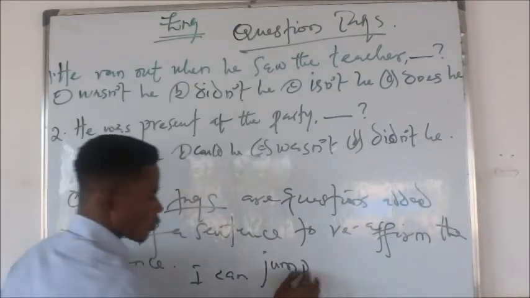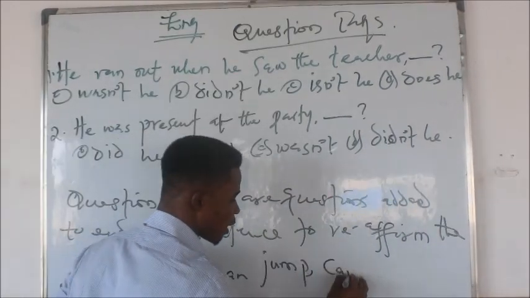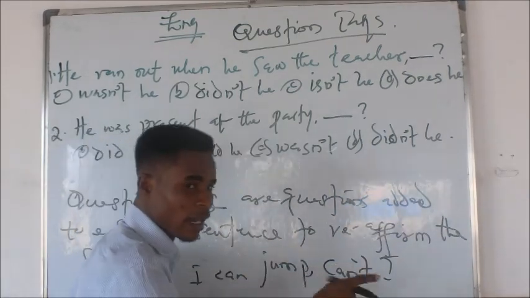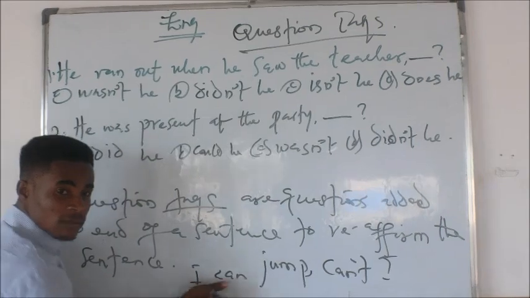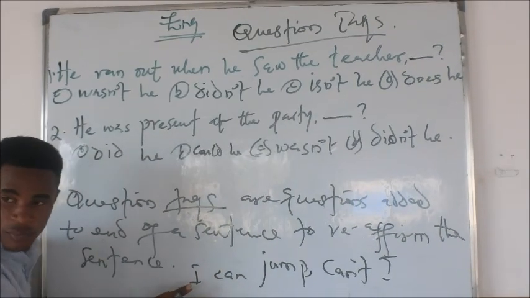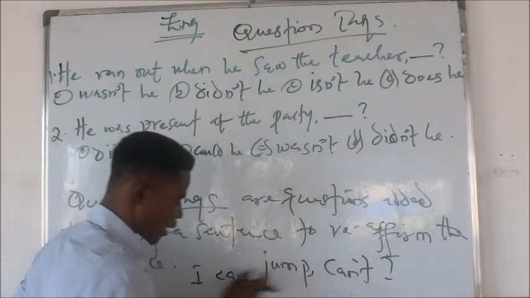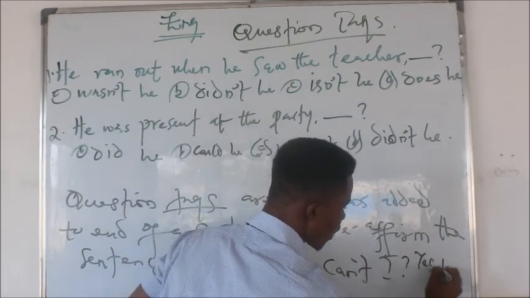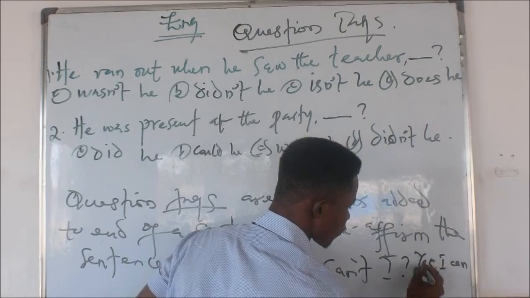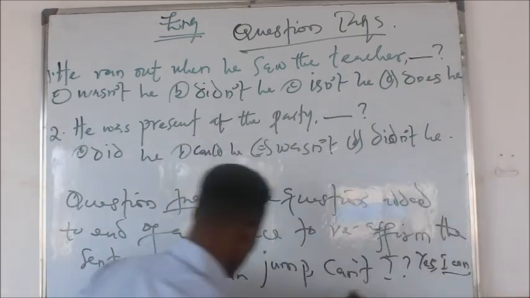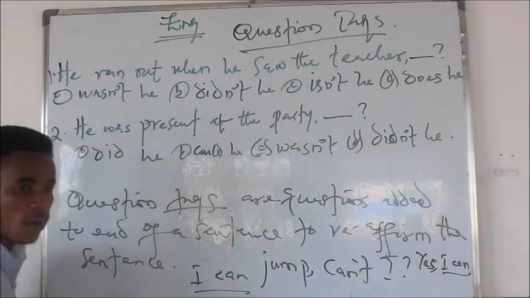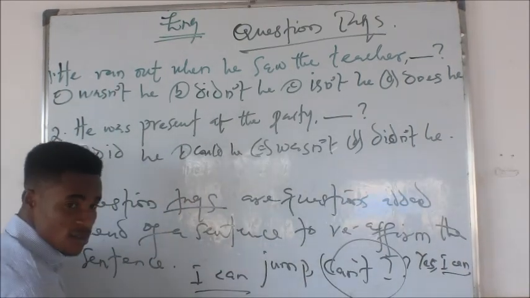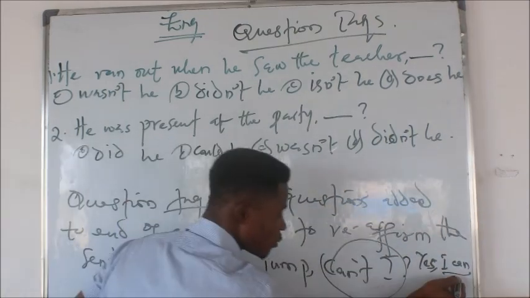Comma, we will now ask the question, can't I? This question is called what? Question tag. Whatever answer I'm going to give must fall back on the statement I had made earlier. Are you getting me? So I can jump, can't I? Then the answer is going to be what? Yes, I can. So we have I can and we have what? I can. So a question tag is a question added to the end of a sentence to reaffirm the sentence.